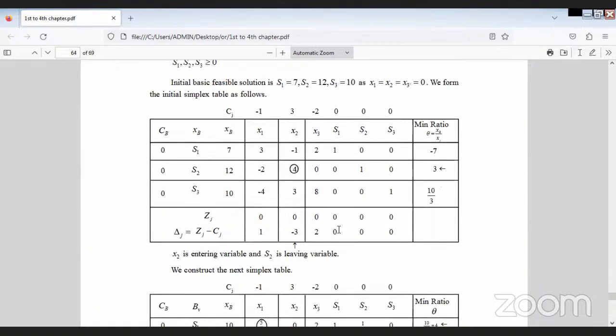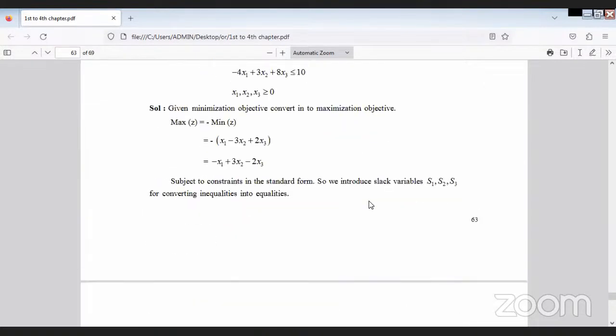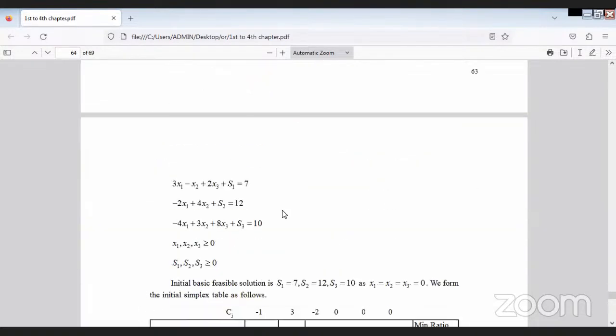ఒకసారి టేబుల్ చూడండి అమ్మా. ఇప్పుడు 7, 12, 10 కరెక్టా?